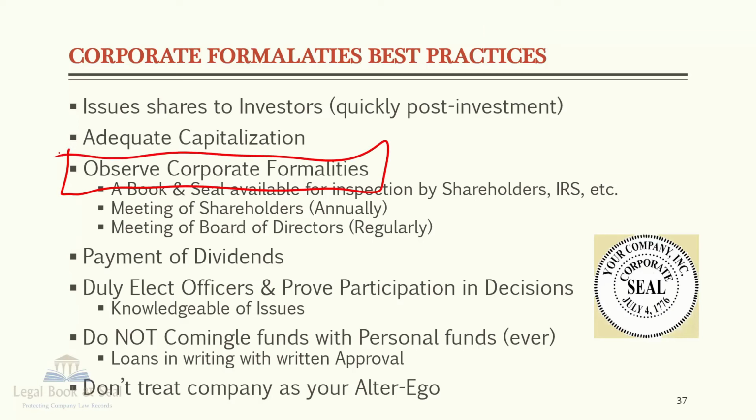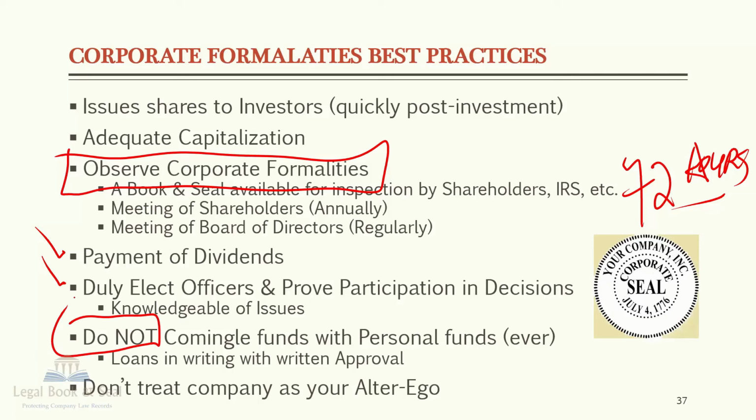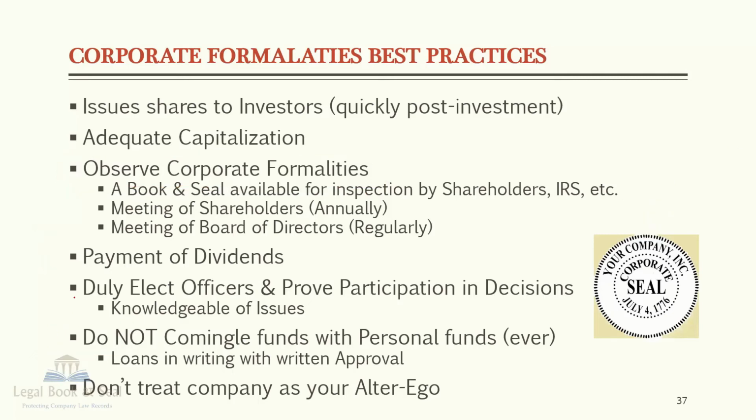The book and seal needs to be available for inspection by shareholders, the IRS, etc. And a lot of times that needs to be done in 72 hours. How are you going to make up things in 72 hours? Pay dividends. Duly elect your officers. Do not commingle funds. Get your loans in writing with written approval. And don't treat your company as your alter ego.